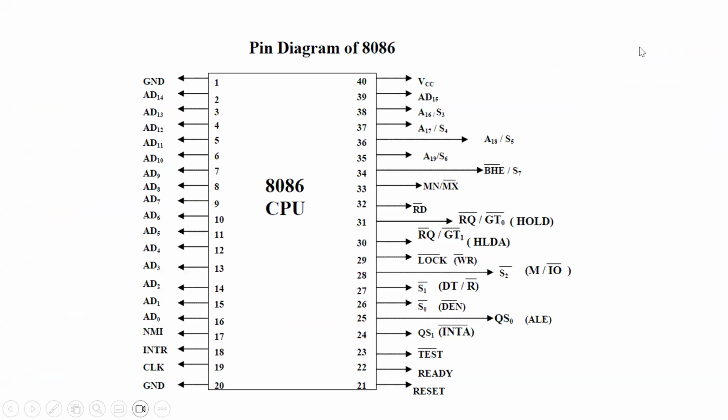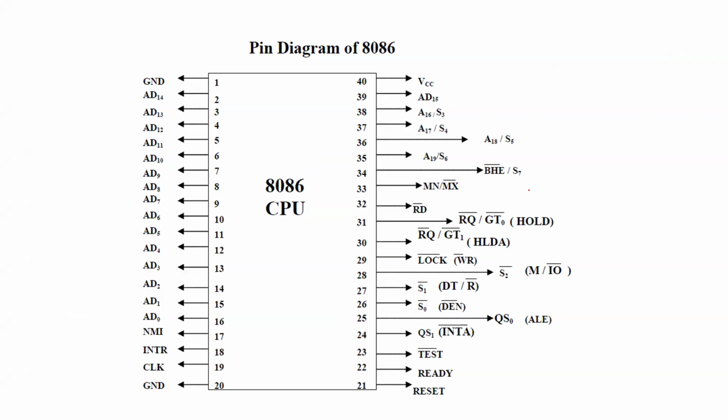Hello students. Now I am going to discuss the pin diagram of the 8086 microprocessor. So, 8086 is a 40 pin IC and uses a 5-volt DC supply for its operation. First of all, this thing we should know.